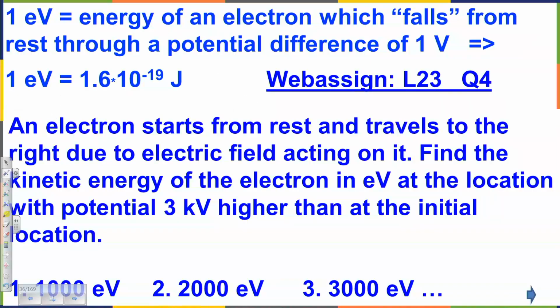Now, question. We take an electron, release it from rest, let it go, let it travel through the potential difference of 3 kilovolts. What's going to be the final energy of that electron?